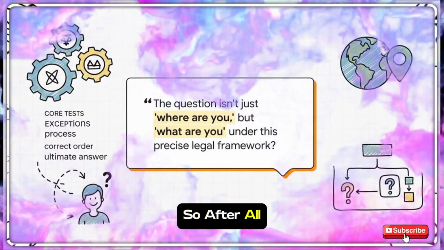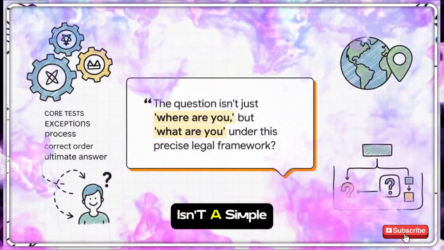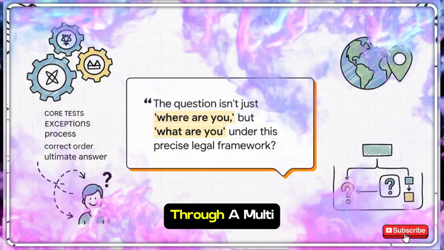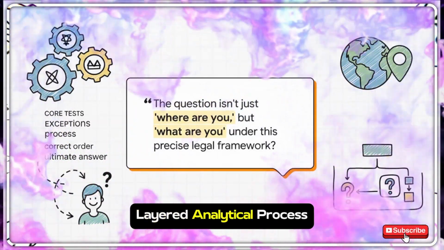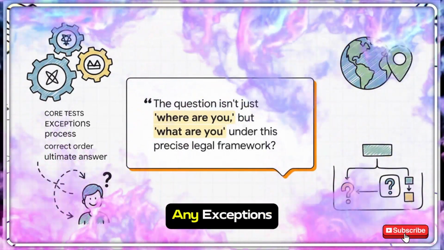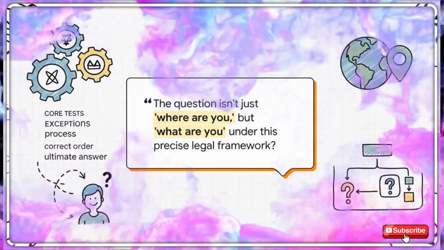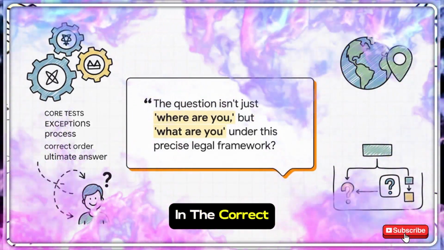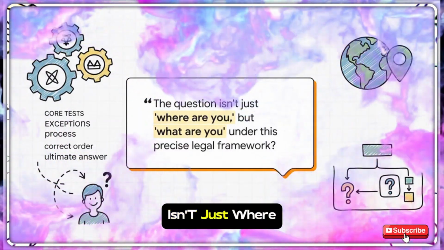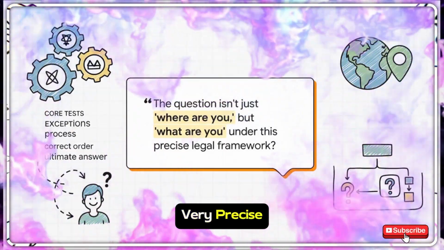So, after all that, what's the big takeaway? US tax residency isn't a simple question of where you are. It's a conclusion you arrive at through a multi-layered analytical process. You have to apply the core tests, then check for any exceptions, and finally look for any treaty overrides. And you have to do it in the correct order to land on the right answer. The real question isn't just where are you, but what are you under this very precise legal framework.